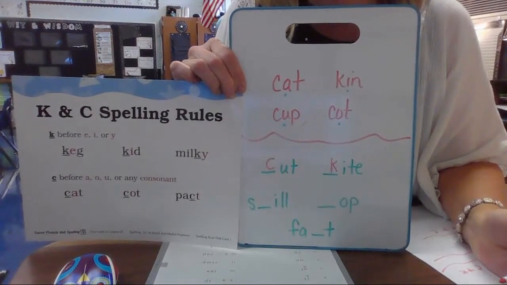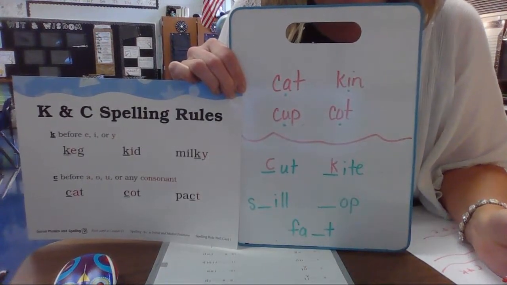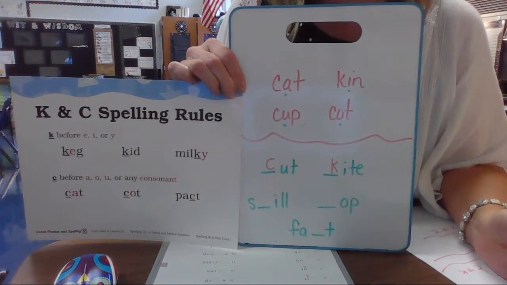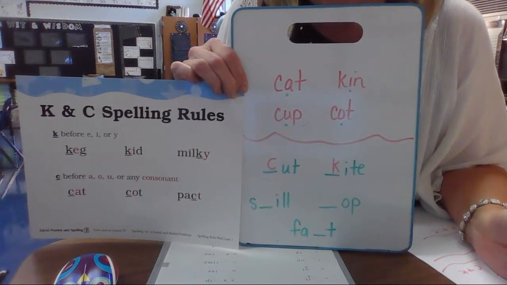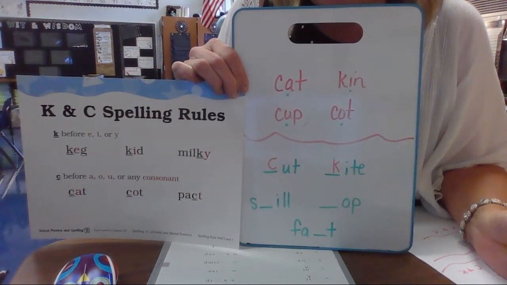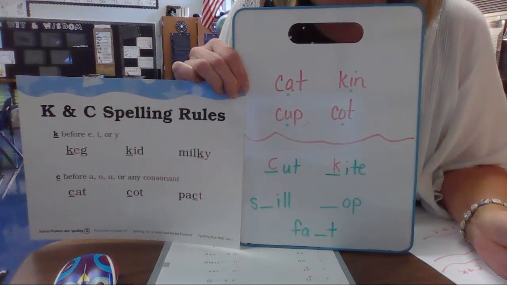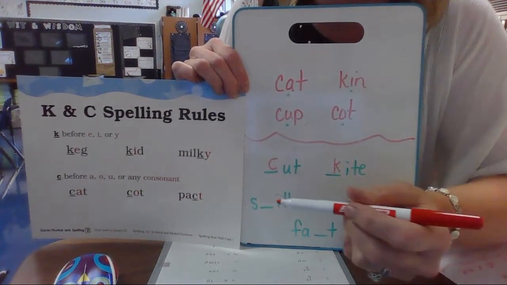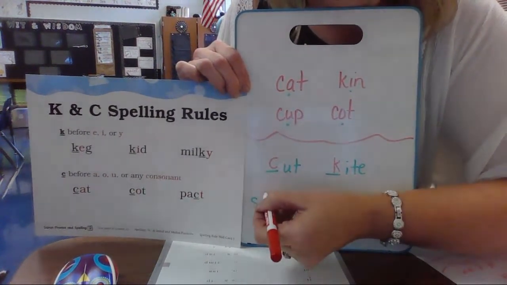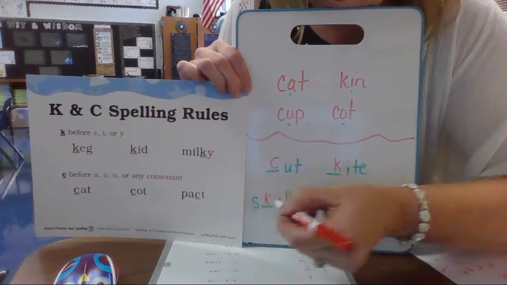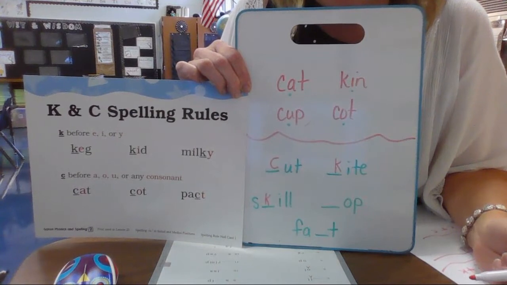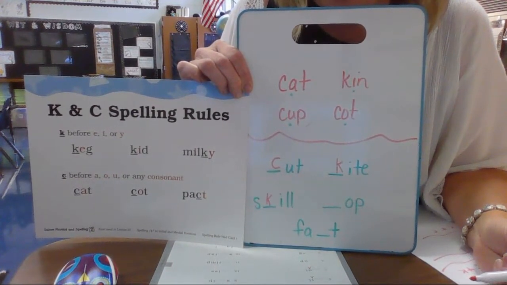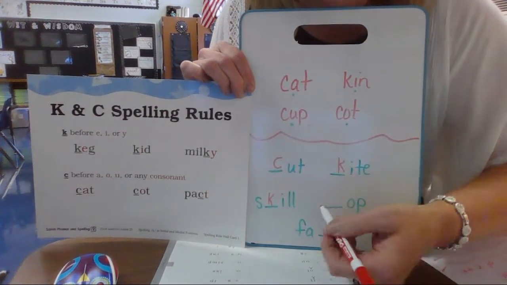Okay, next one, we have "ill." We need skill, because we need that k sound. But is it SC or SK? Well, I see an I, so it's going to be a K. Next, "op." I see an O, so the rule says C. Cop.